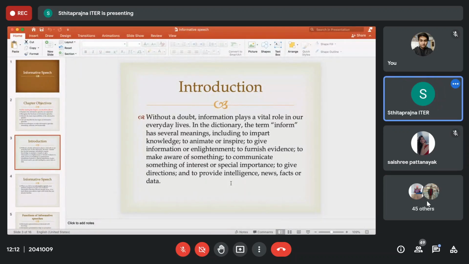So, well, the word inform has many meanings. To impart knowledge, to animate, inspire, inform, enlighten, give evidence, to make aware of something, to communicate something of interest or special importance, to give directions, and to provide news, facts, data, intelligence, all this.